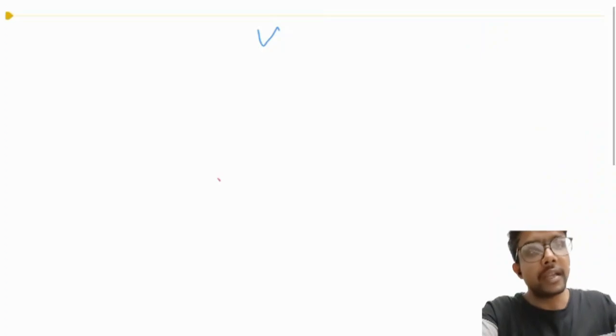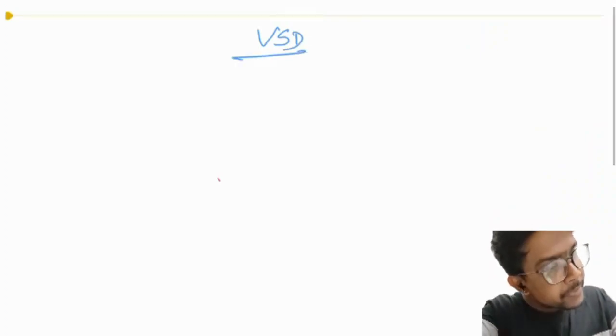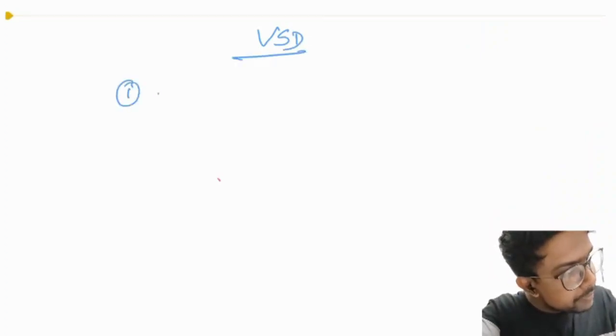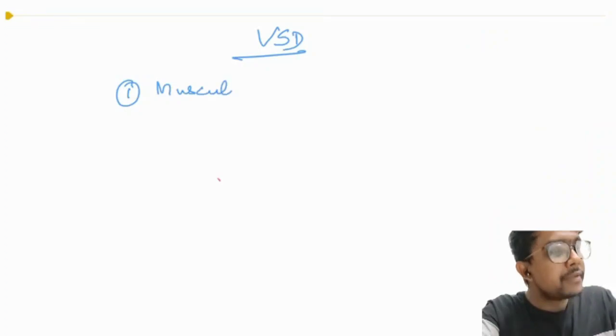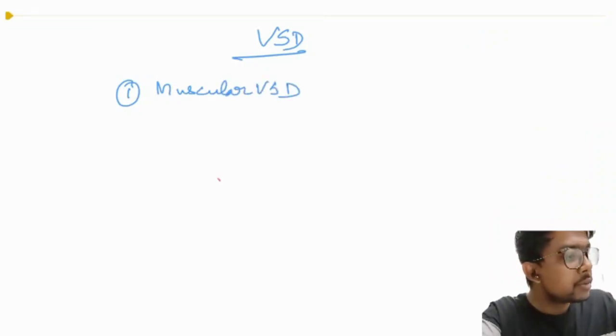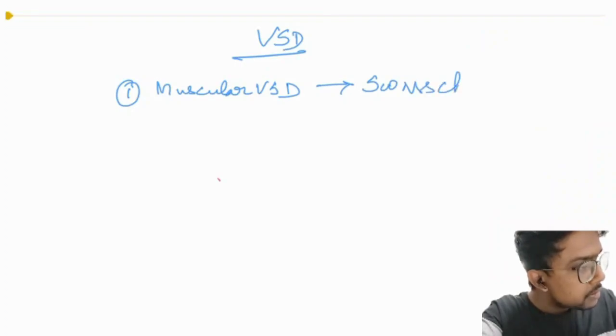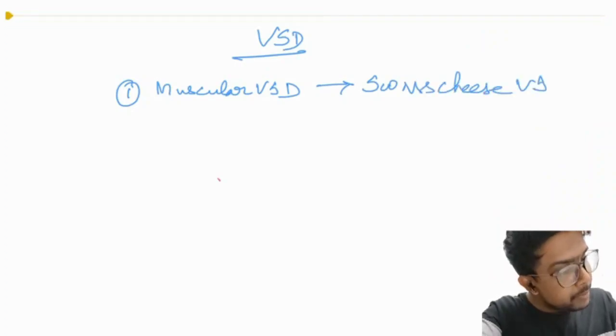There are only 4 common types of VSD. Muscular VSD. There is a variant of muscular VSD known as Swiss cheese VSD. Then there is Membranous VSD.